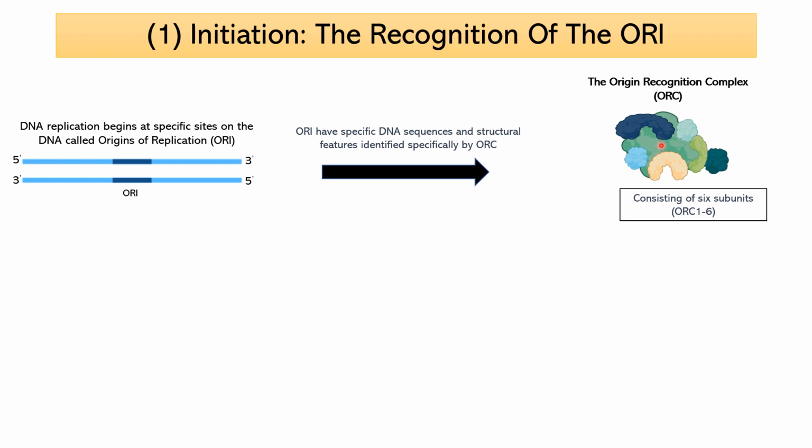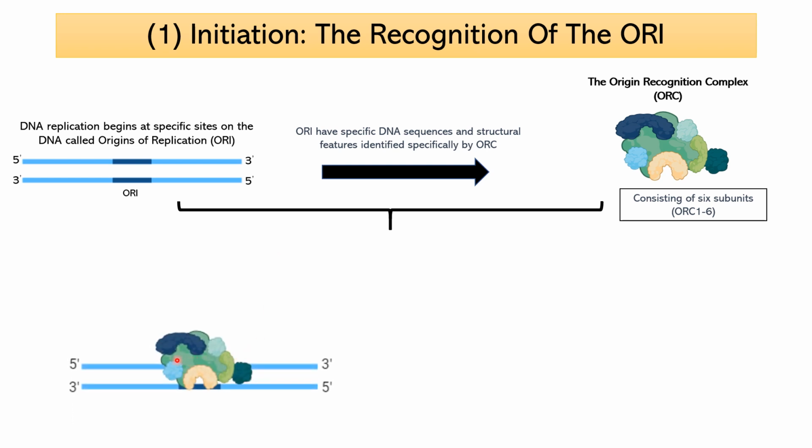This protein complex, the ORC, has 6 different subunits, and every subunit would have a very specialized function involved in the initiation of DNA replication. So once the ORC complex binds to the origin of replication, what happens next is that this protein will start recruiting other different proteins that are involved in the initiation of DNA replication.